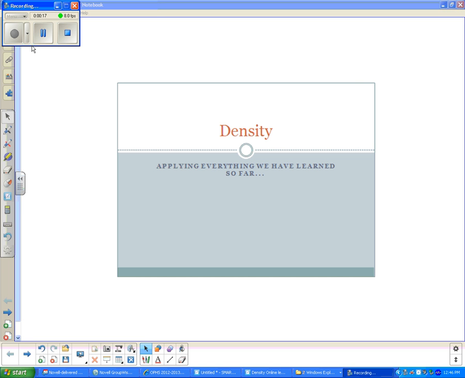Today with density, we're going to be taking everything that we've learned so far and we're going to put it all together. So we'll see sig figs again. We may see dimensional analysis coming up again. We're going to see a practical application of all of those things that we've done so far. So let's begin.